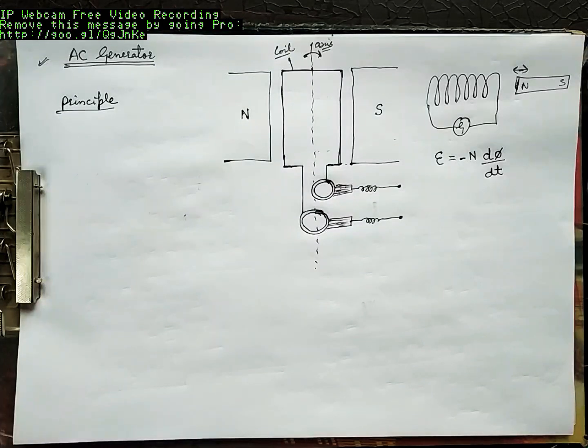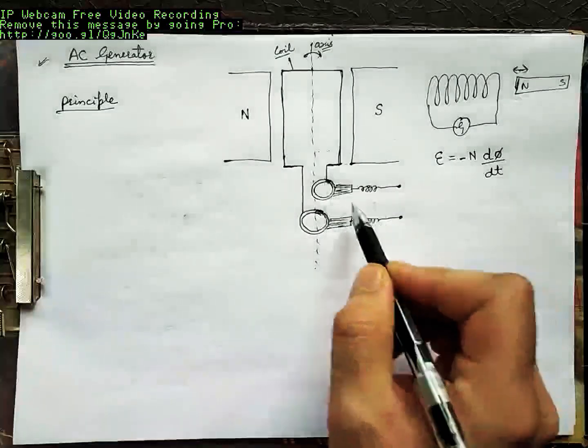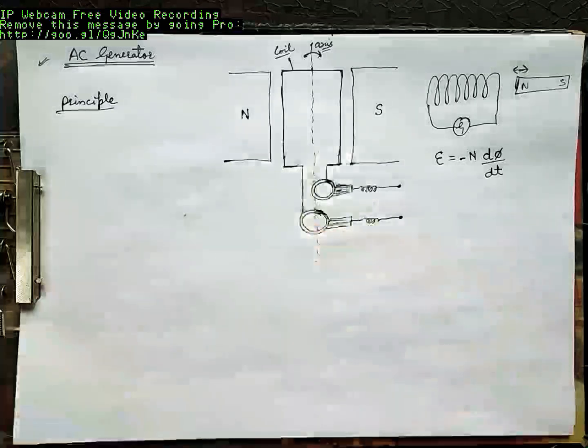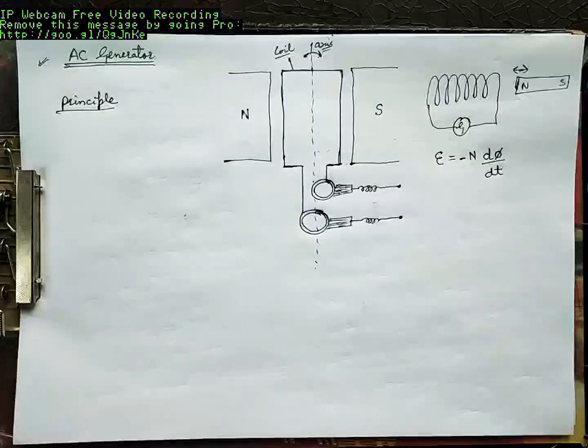That's what we refer to as electrical energy. You connect a bulb over here, that bulb will glow. You connect a battery over here, that battery will charge. So you are producing electrical energy. So an AC generator is a device basically which is used to produce electrical energy.